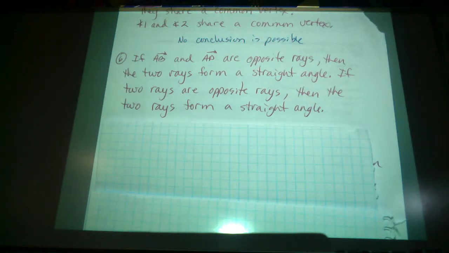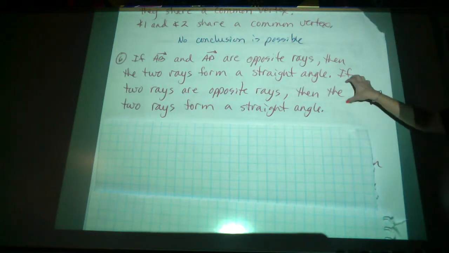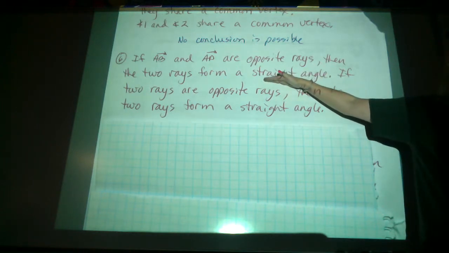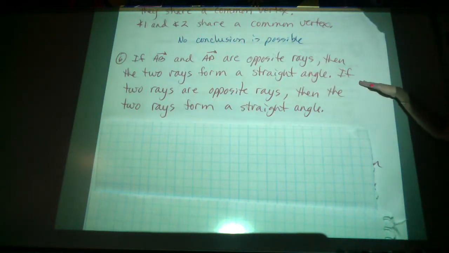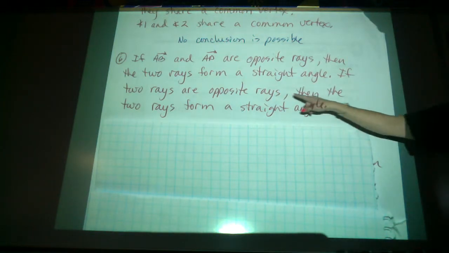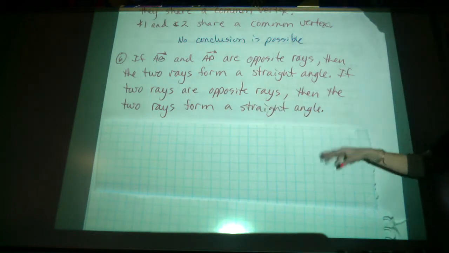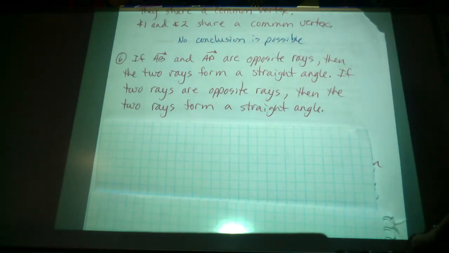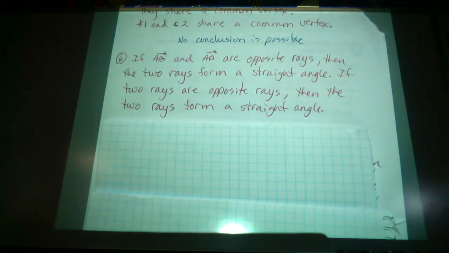So what are they trying to use here? Law of syllogism. Is it the proper use of law of syllogism? In the law of syllogism, what does the second statement have to do in relation to the first statement? Whatever the conclusion was, they have to restate that conclusion as the hypothesis for the next statement. So the conclusion here was that the two rays form a straight angle. Is that what their hypothesis was here? No. In fact, if we had written the converse, then we would have a proper law of syllogism statement, correct? So again, no conclusion is possible.